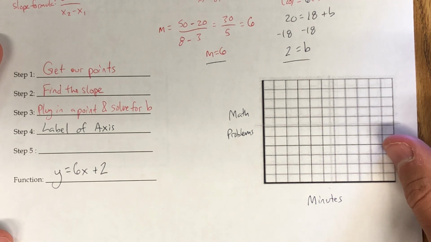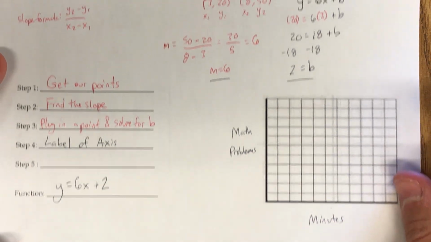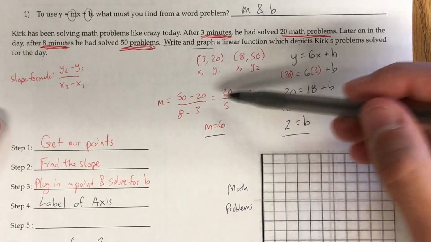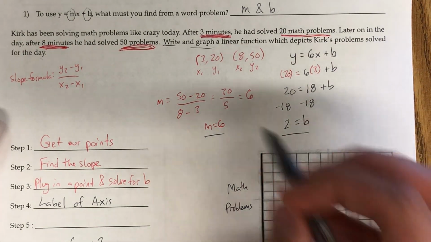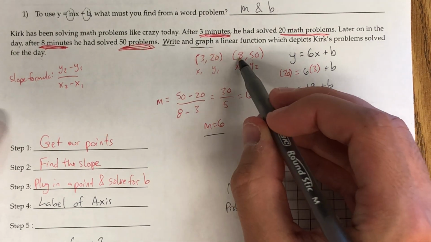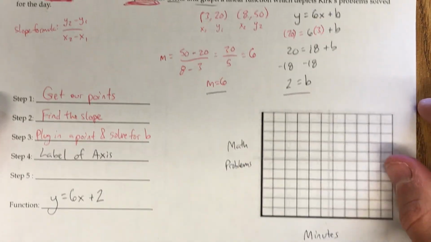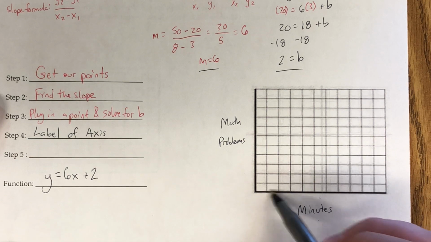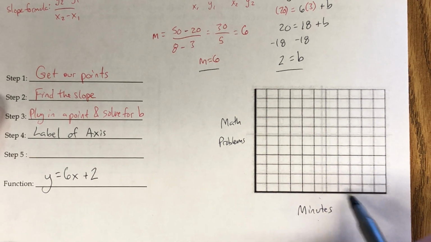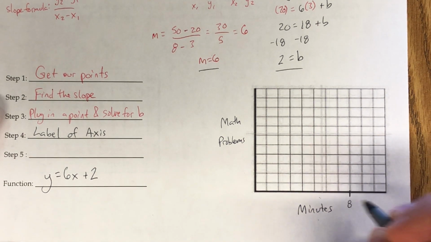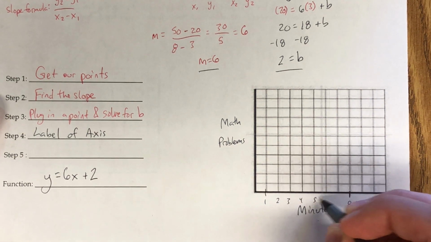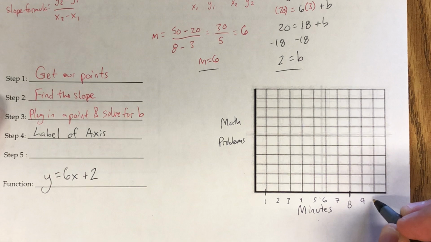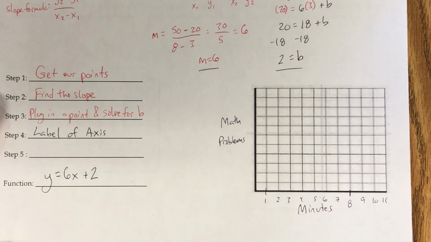We want to make sure that we can plot this line as well as fit these points. So we have a point at (3, 20) and a point at (8, 50). So as I think about my x-axis, it needs to go at least up to 8 because that's my highest x value. So let's count. We have 1, 2, 3, 4, 5, 6, 7, 8. So this is going to work. We can just go by ones. So we'll go all the way up to 11.